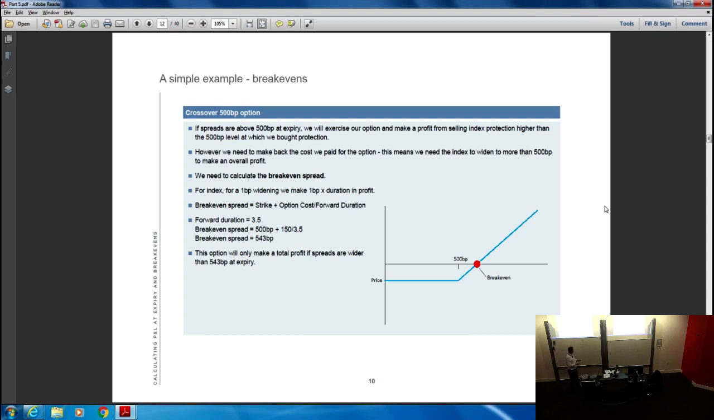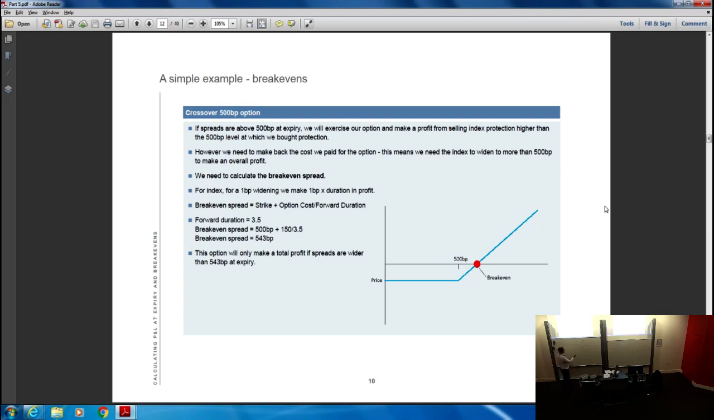Okay, so if spreads go to, this is 500, if they go to 501, we're going to make 1 basis point times the forward duration. So if the forward duration is like 3.5, we're going to make 3.5 cents at 501. At 502, we're going to make 2 basis points times a duration of 3.5.